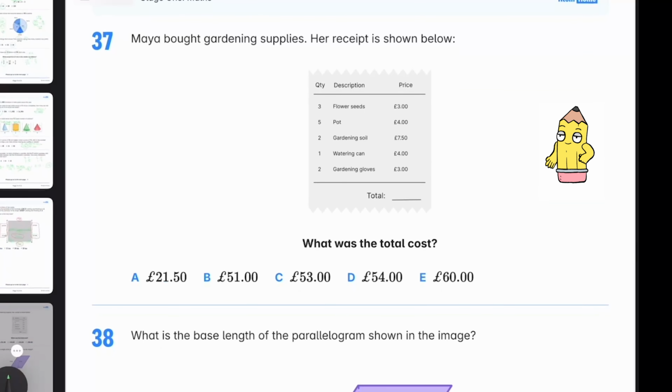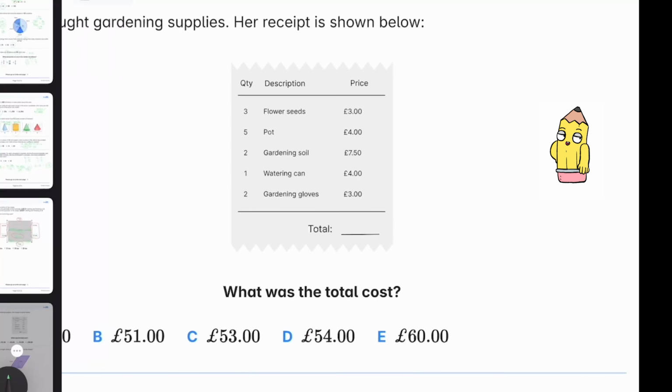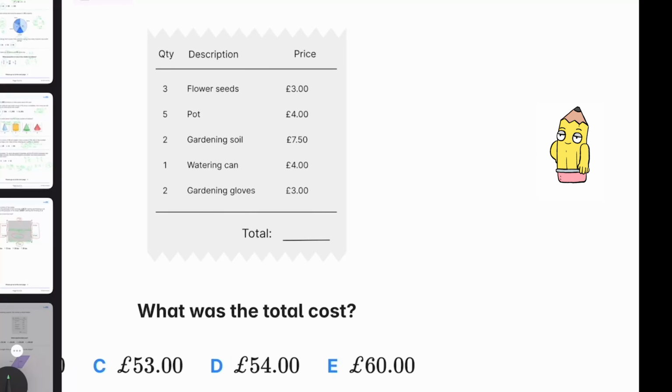Okay. Maya bought gardening supplies, and her receipt is shown below. What was the total cost? So all we have to do is essentially put the information given into a table, and we're told the type of gardening supplies and the quantities, so we can go ahead and make an additional column here. So we've got 3 as our quantity.